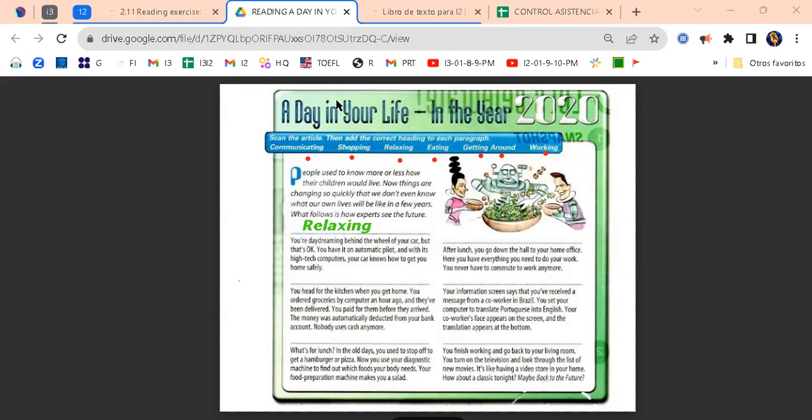The second paragraph. Yes, please, second paragraph. You're dreaming behind the wheel of your car, but that's okay. You have an automatic pilot, which is the on-board computer. You know how you drive home separately. Oh, it was this one. This is the second paragraph. This one, sorry.